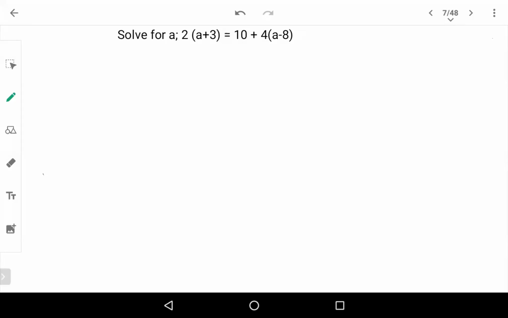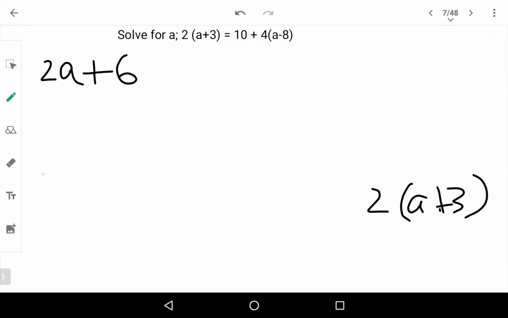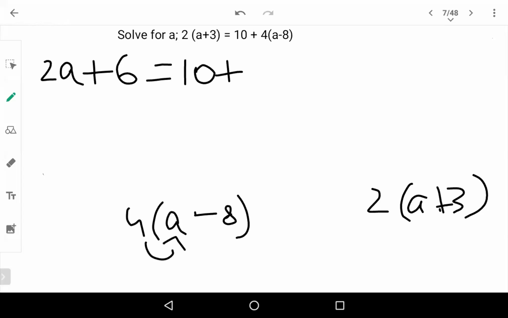Let's solve this quickly then. So you have 2 into a plus 3. So 2 into a is 2a. 2 threes are 6. So plus 6 is equal to, onto the other side you have 10 as the constant, plus 4 into a minus 8. So 4 into a is 4a. 4 into minus 8, 4 eights are 32 and it is minus here. So minus 32.